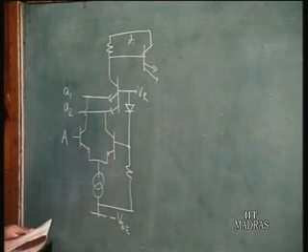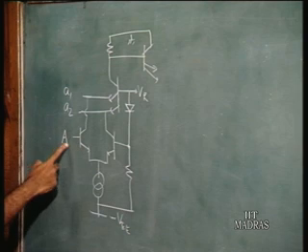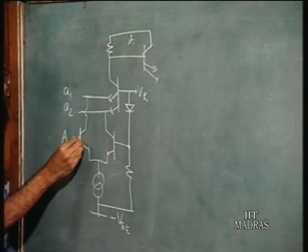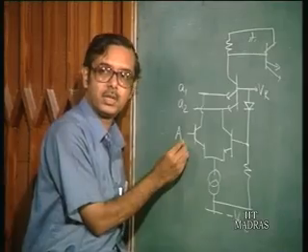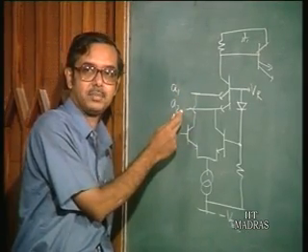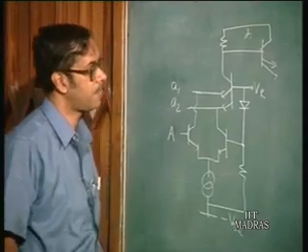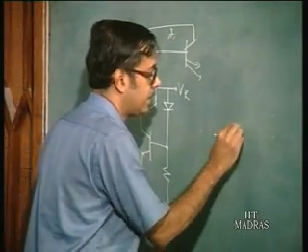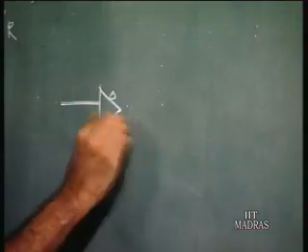The capital A is actually called the control input. These inputs here at the base of this transistor is called the control input, whereas these inputs small a1 and a2 are called the direct inputs. That is the name, and the circuit configuration is like this.